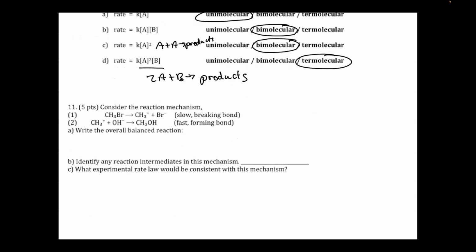Okay, here's another piece of this. We have this particular reaction mechanism. The first thing we can do is add up all our steps to get the overall reaction. In this case, we have the formation of CH3+ in step 1, then it's consumed in step 2. So since this is formed in step 1 and then consumed in step 2, that means CH3+ has to be our intermediate. For the overall balanced reaction, everything else doesn't cancel, so CH3Br plus OH- goes to CH3OH plus Br-.